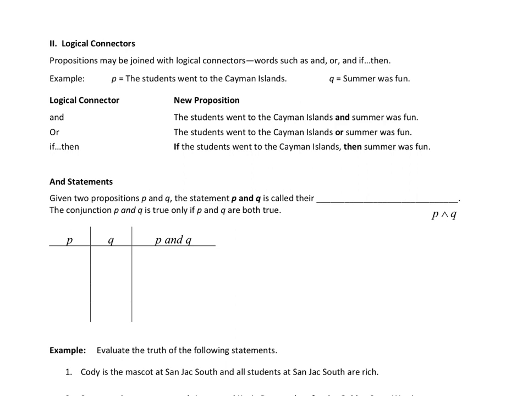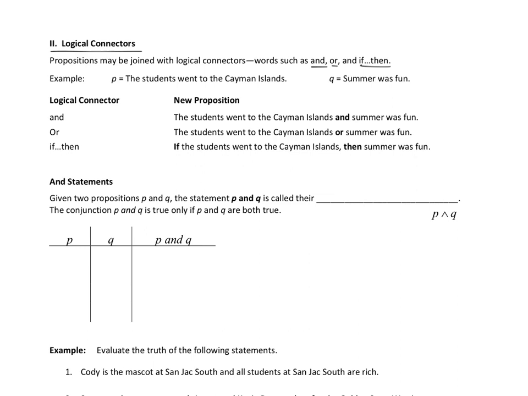The second section that we have here is logical connectors. These are words like and, or, if, then. These logical connectors allow us to join together two or more propositions. So you can see here we have the logical connector and.